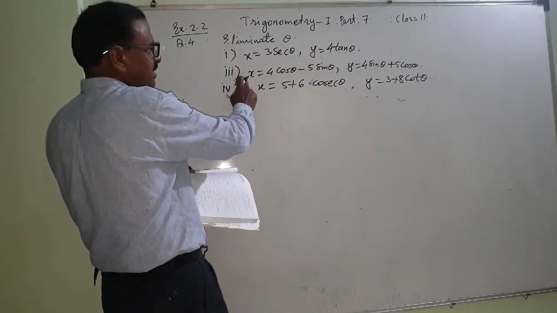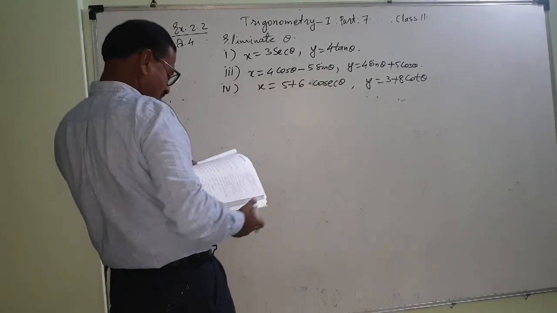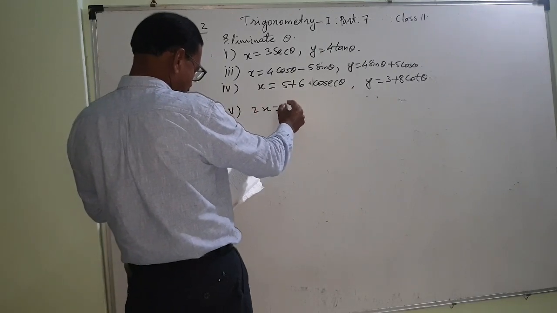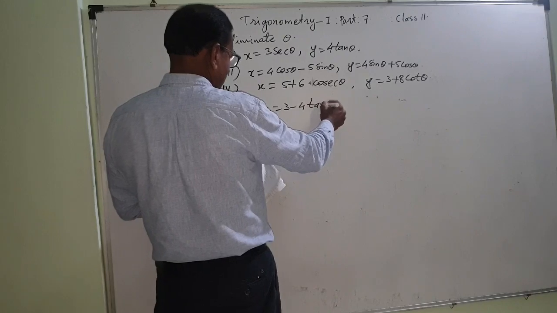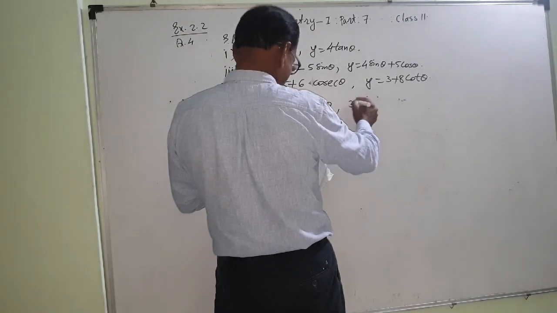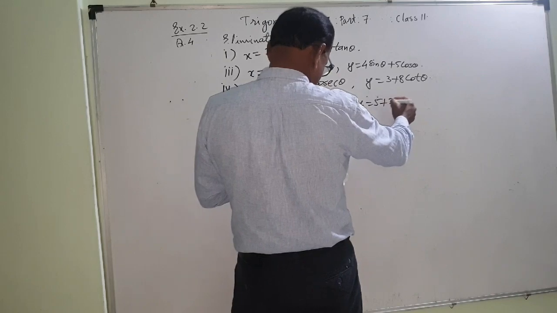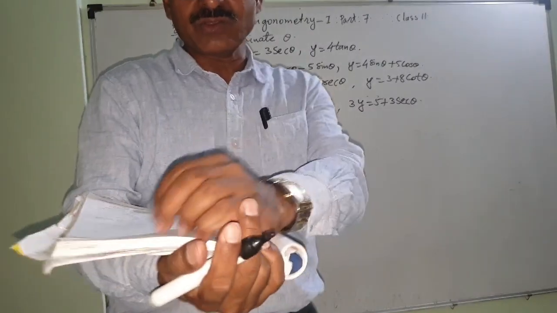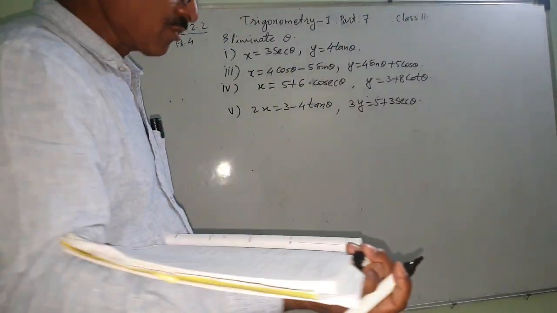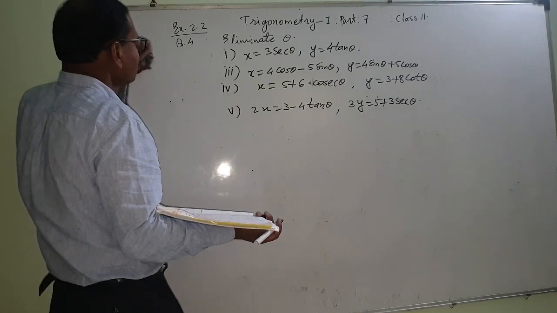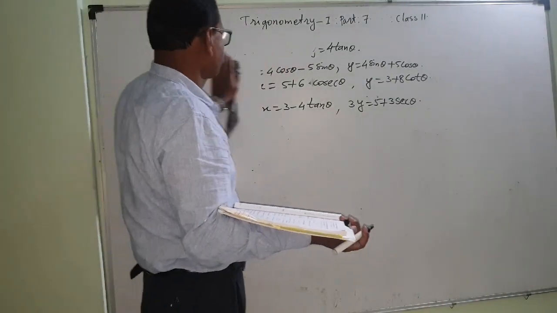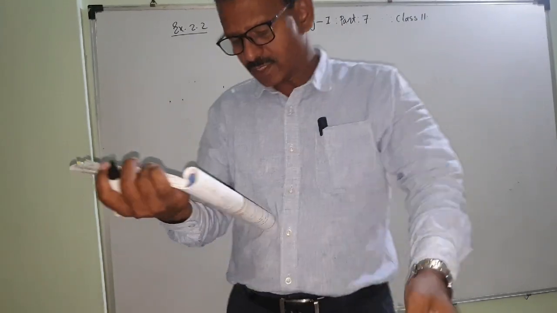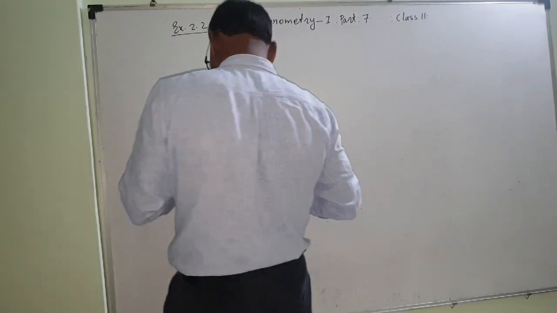So this is by simultaneous, this is by bringing the values here. And the fifth one, 2x is equal to 3 minus 4 tan theta and 3y is equal to 5 plus 3 sec theta. This way, these sums I am leaving to you. If you want to take the screenshot, you can take. I am running this now. Going for question number 5.